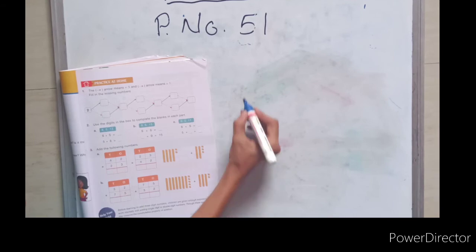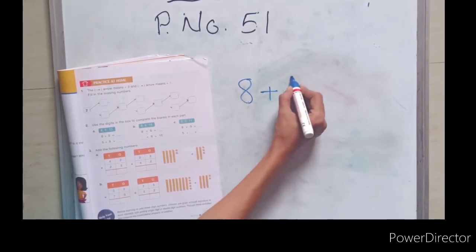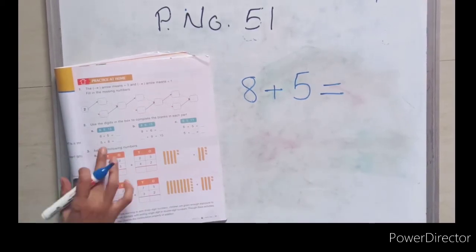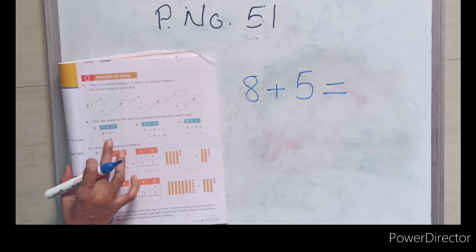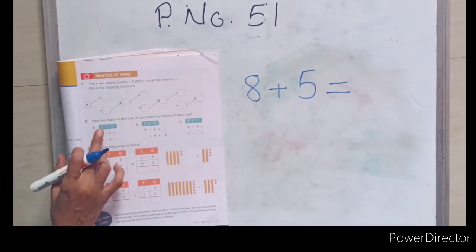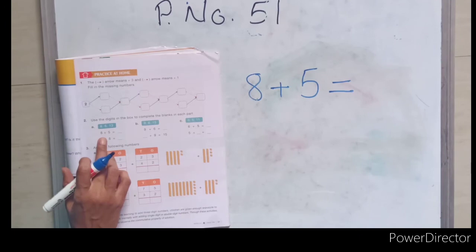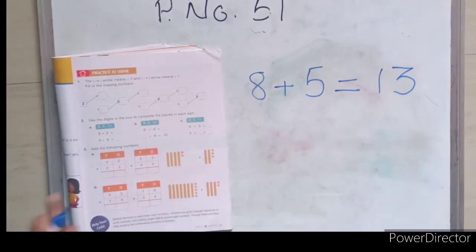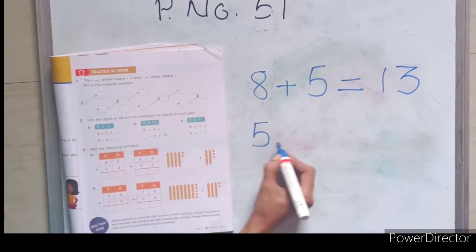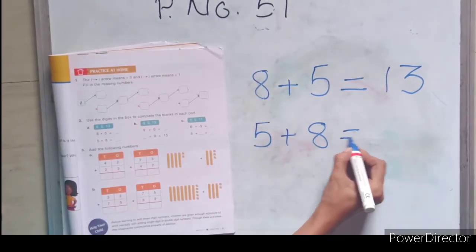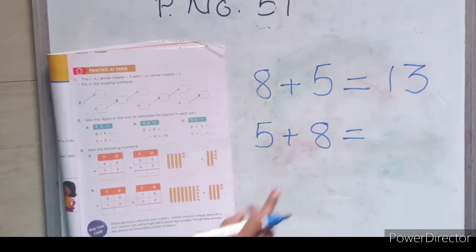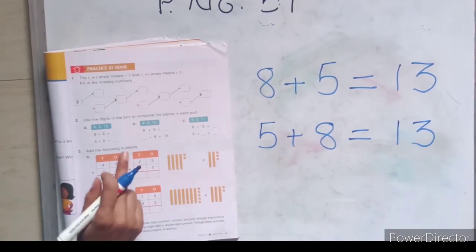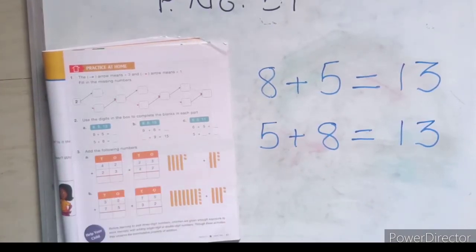Here the first one is 8 plus 5 is equal to blank plus 5. If we add 8 and 5, what will come? 8 will come? No. 5 will come? No. But if we add 8 and 5, the answer will be 13. The next is 5 plus 8. Now, if we add 5 and this 8, again the answer will be 13. Like this, solve question B and C also.